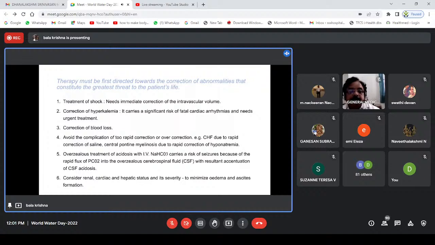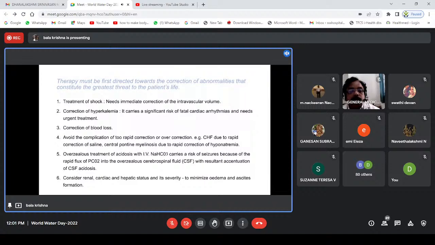Correction of blood loss in a hypovolemic patient due to hemorrhagic loss. Avoid rapid correction in any patient with hyponatremia or hypervolemia, due to the risk of cerebral changes in any dehydration or overhydration. At the cerebral site, due to cerebral osmolality, the brain will have adapted to the condition. In hyponatremia there will be cerebral edema. We should prevent that; rapid correction should be avoided to prevent the risk of central pontine myelinosis.